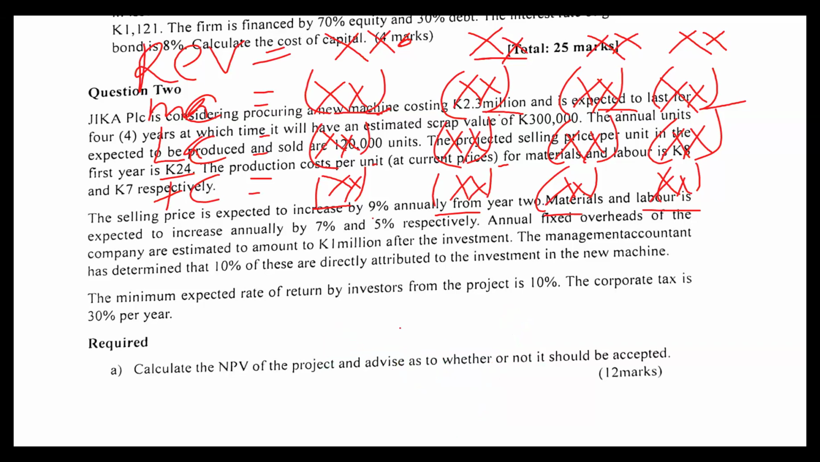Okay. So now let's have the next piece of information. It says that the minimum expected rate of return by investors from the project is 10%, and the corporate tax is 30%. Now, for you to establish the cash flows, first of all, let me ask you if you are able to remember this one. Do you have to deduct the corporate tax, or you don't?